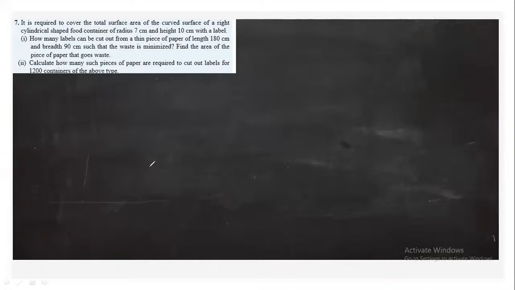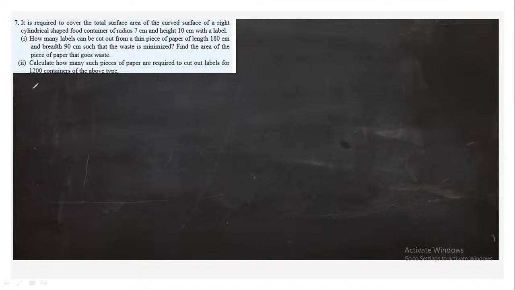It is required to cover the total surface area of the curved surface of a right cylindrical shaped food container of radius 7 cm, height 10 cm with the label. How many labels can be cut out from the thin piece of paper of length 180 cm and breadth 90 cm such that waste is minimized? Find the area of the piece of paper that goes waste.